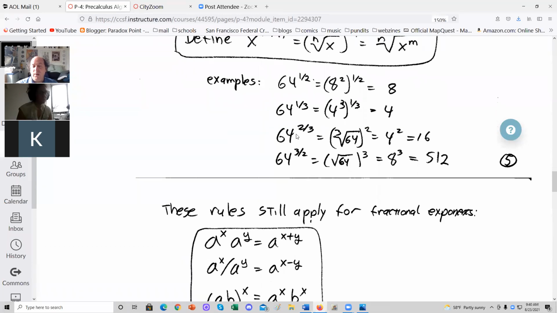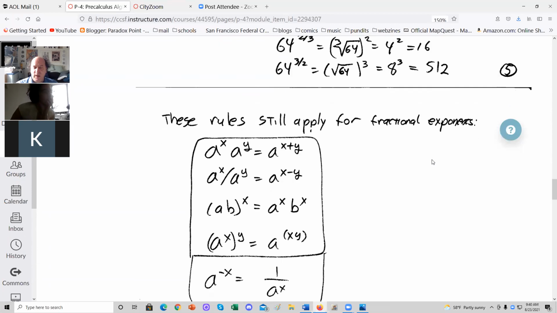64 to the 2/3 power is a little more complicated. It's a cube root of 64 squared. We already have that the cube root is 4. So it's 4 squared, which is 16. 64 to the 3/2 power is a cube of a square root. We have the square root is 8. So the cube of the square root is 8 cubed, or 512.